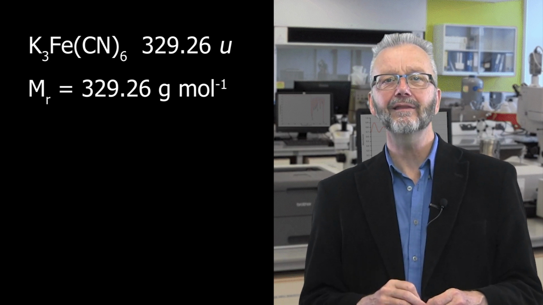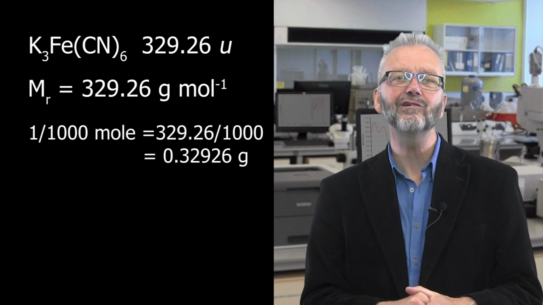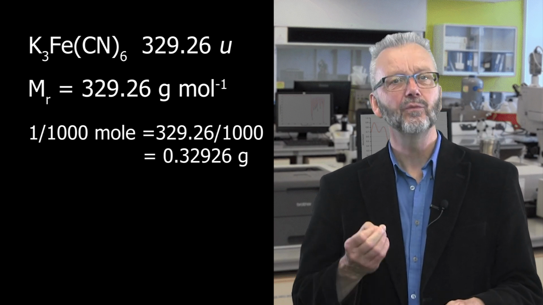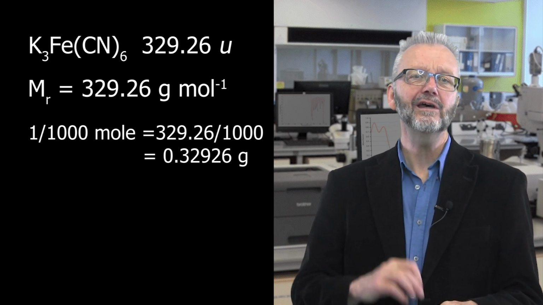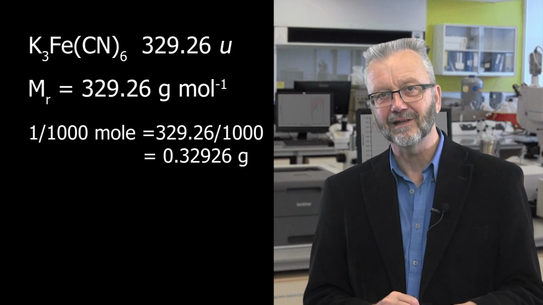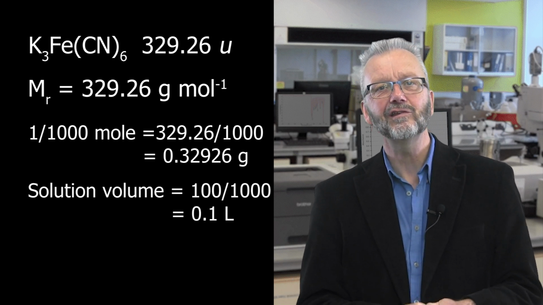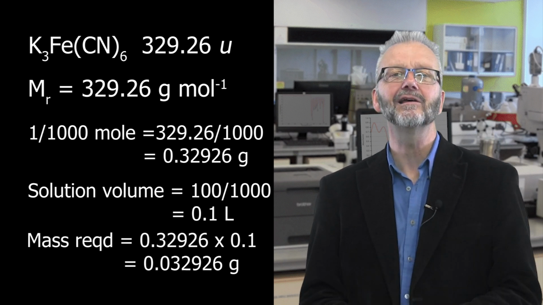Our target concentration is 1/1000th of a mole per litre. So we calculate the mass of 1/1000th of a mole. Since the units of concentration are moles per litre, we need to convert the volume of the solution, which is 100 millilitres, to litres. We do this by dividing the volume in millilitres by the number of millilitres in a litre, which is 1000. This shows that our solution is only 1/10 of a litre, so we only need 1/10 of the mass we calculated in the previous step.